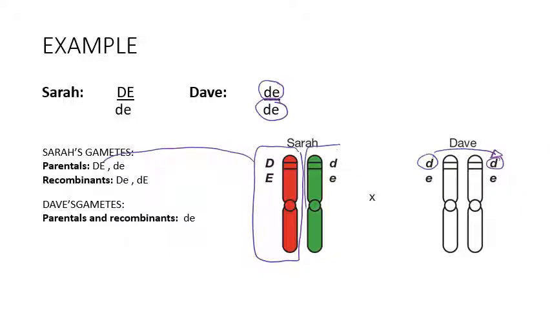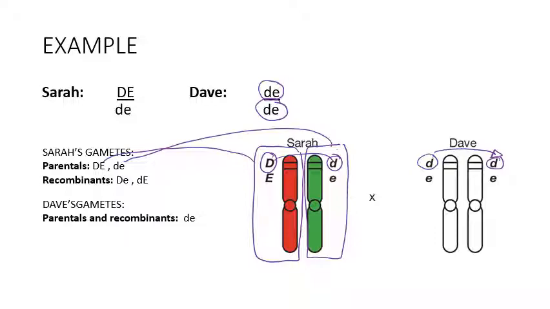She can pass on her green chromosome as is, a lowercase d, lowercase e, another parental combination. Or if, when Sarah's gametes are forming, they do undergo crossing over during prophase 1, she might produce a mostly red chromosome, but the capital D and the lowercase d alleles have switched.